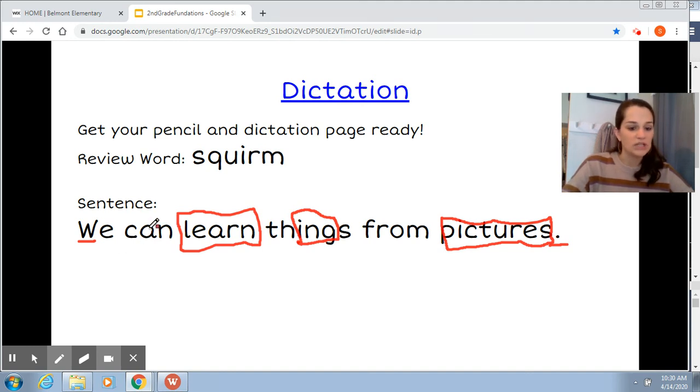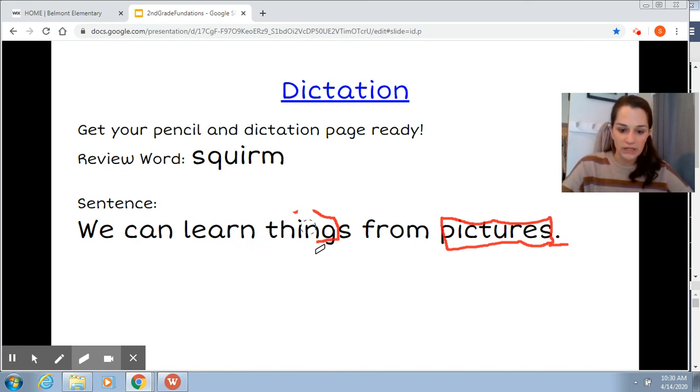Well, I know how to spell we can, and learn is a trick word. Oh, things, things. Okay, those are ways that you can help your writing get better by breaking it up and looking at each word and remembering what you already know about those words. Okay? I'm going to go ahead and erase this. As I'm erasing, if you want to check your work, feel free.